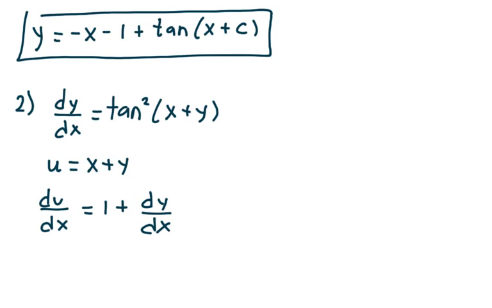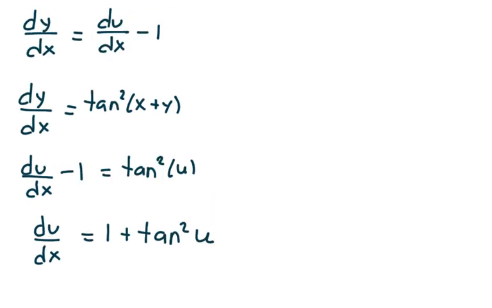Example 2. Suppose we're given dy/dx is equal to tangent squared of (x + y). So we're going to let u equal x + y. du/dx is 1 + dy/dx. Solving for dy/dx, we get dy/dx is du/dx minus 1. Now, remember that dy/dx is tangent squared of (x + y). And if we make our substitution, we get du/dx minus 1 is tangent squared of u.